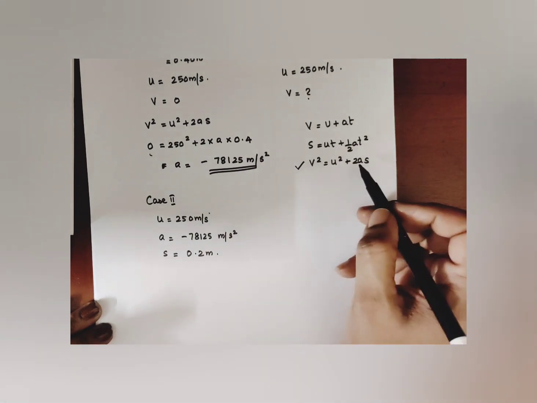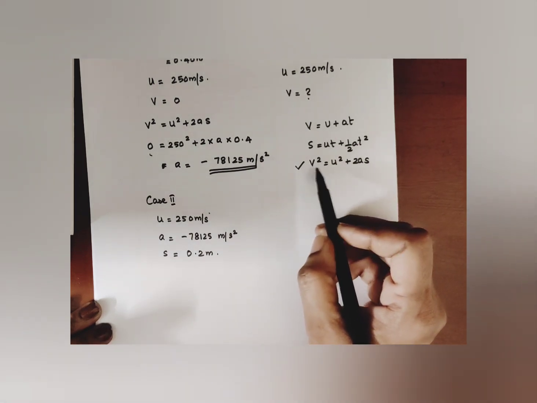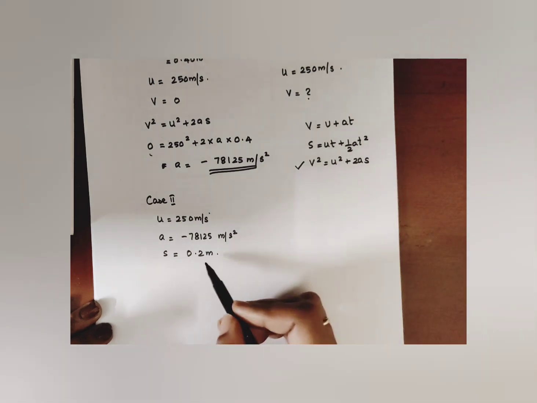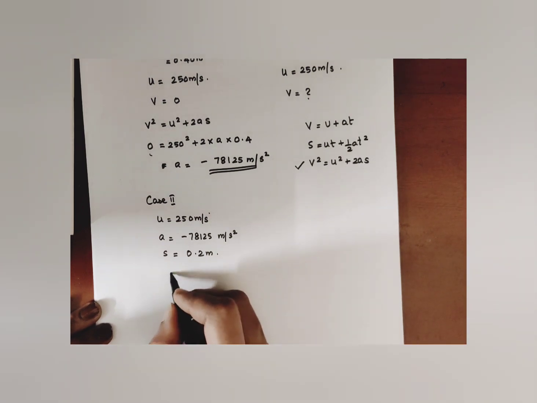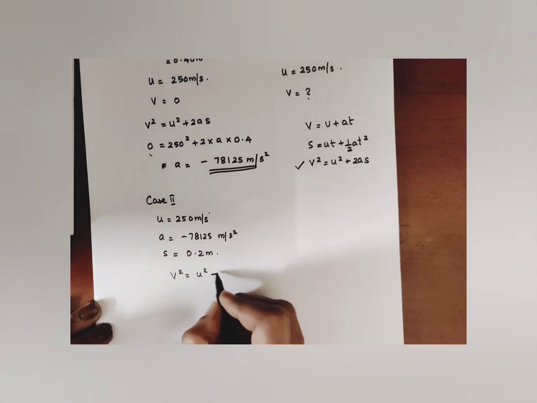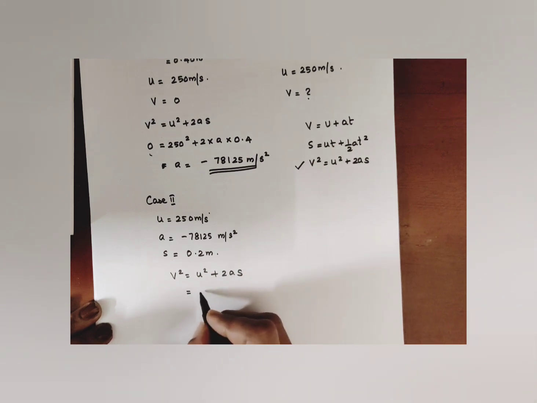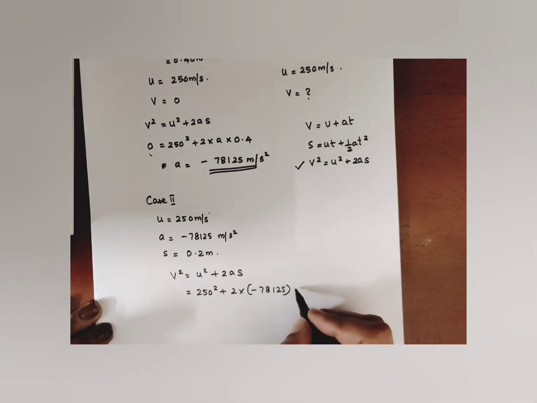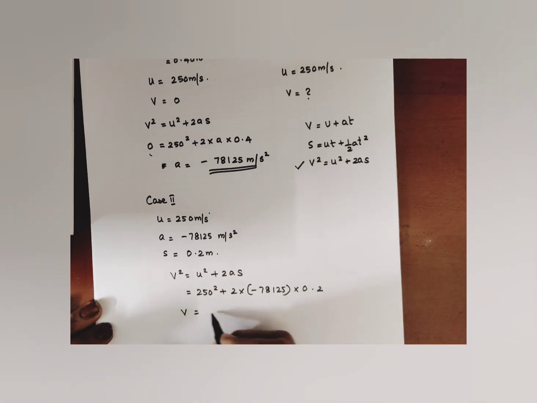Again you are going to use this equation. Here you have to calculate the final velocity. Initial velocity is 250, acceleration is this value, displacement is given. So v square is equal to u square plus 2as, which is 250 square plus 2 into minus 78125 into displacement 0.2. From this equation you will get v is equal to 176.77 meter per second.